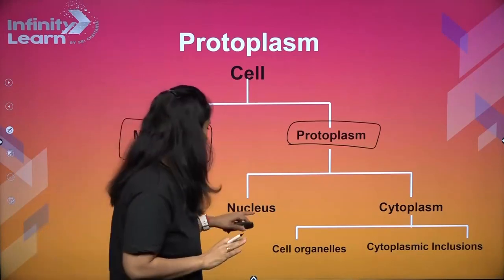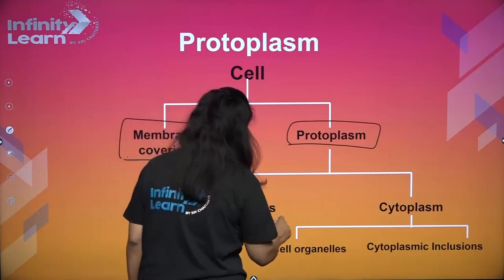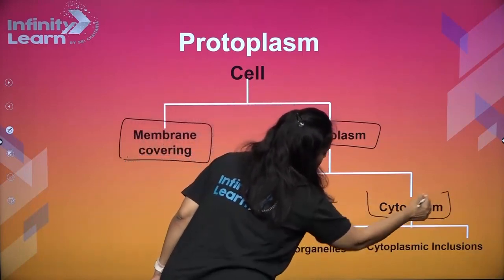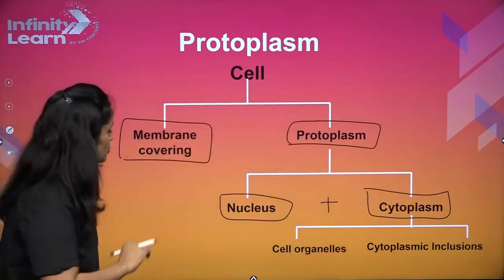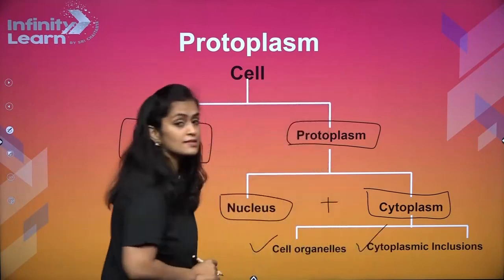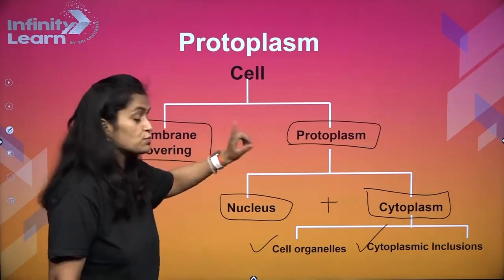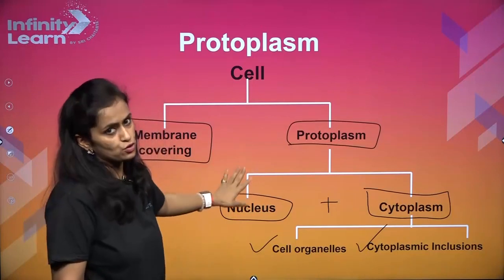Alright, so now it has nucleus and cytoplasm. So technically what we say, nucleus plus cytoplasm is nothing but our protoplasm. Now inside the cytoplasm, what do you have? You have cell organelles and cytoplasmic inclusions as well, right? So that is basically protoplasm. What is protoplasm? Nucleus plus cytoplasm is protoplasm.